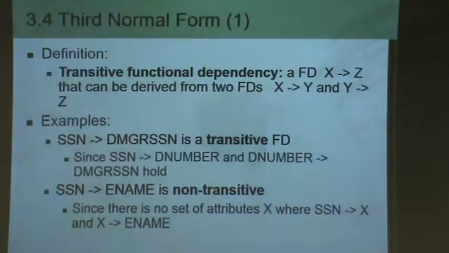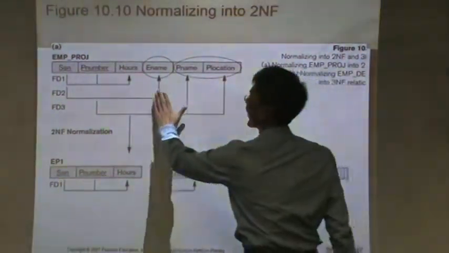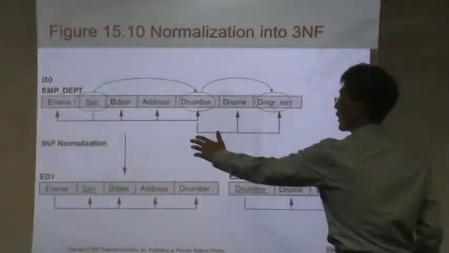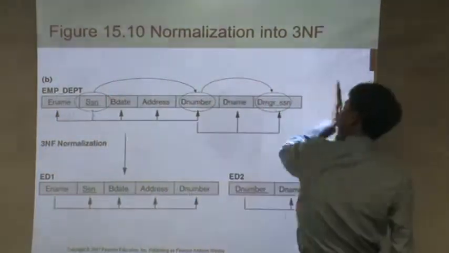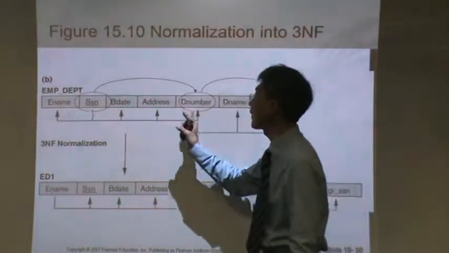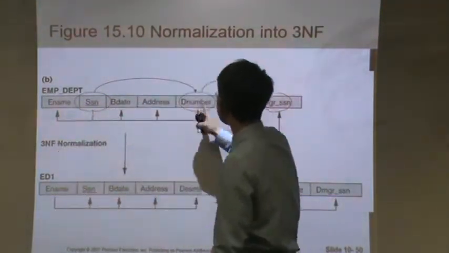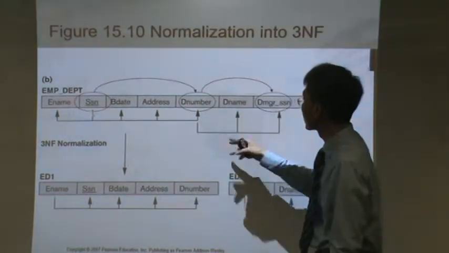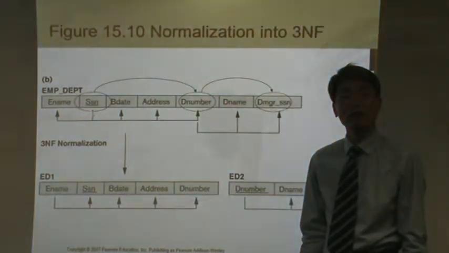The next one is the third normal form. The third normal form happens in this case. What about this one? In this case, it's a single prime attribute, so it's automatically in second normal form. You don't have to worry about this much. What about the third normal form? Social security number determines B date, address, E name, and D number. And D number determines D name and D manager social security number. This is also in second normal form.